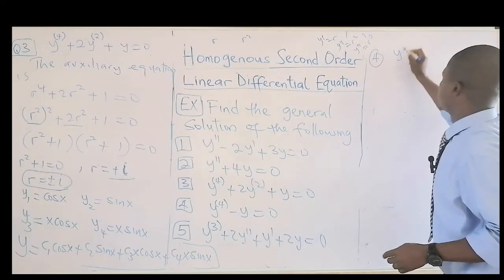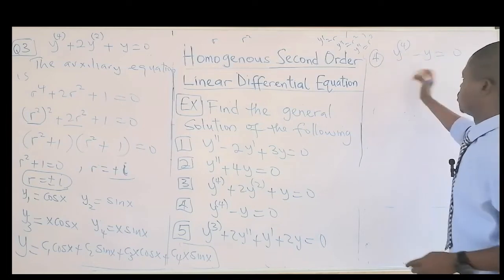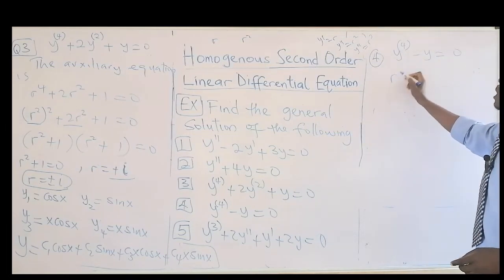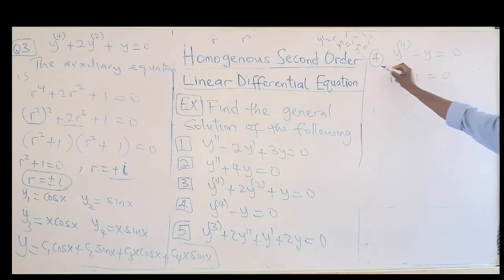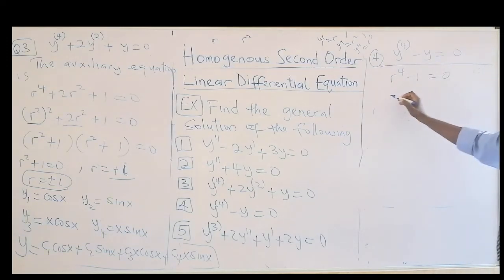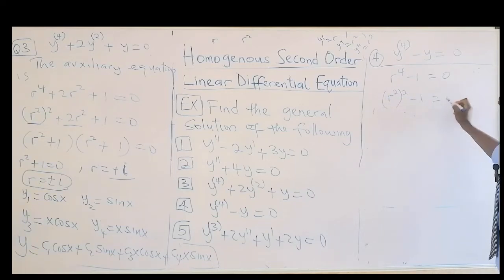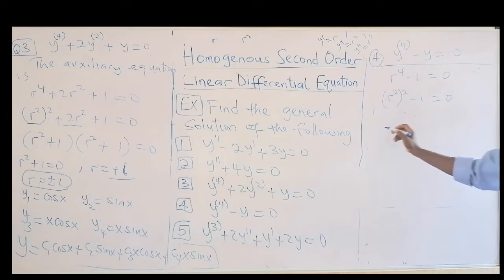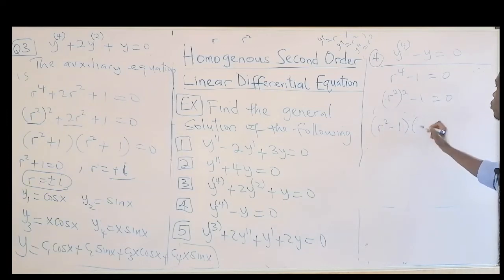We have the fourth differential minus y equal to 0. So the auxiliary equation will be r^4 minus 1 equal to 0. Okay, that's the auxiliary equation. So what we can do here, we can split this into two parts. This one is a difference of two squares, which is equal to (r squared minus 1) into bracket (r squared plus 1).